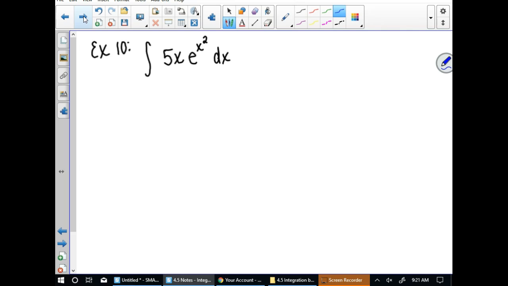Alright, so on this one, what's the u going to be? X squared, which means our du is 2x dx. Alright, we've already got this x right here, but it's got a 5 with it, which is a problem because we don't want a 5, we want a 2. So you've got a couple options here.